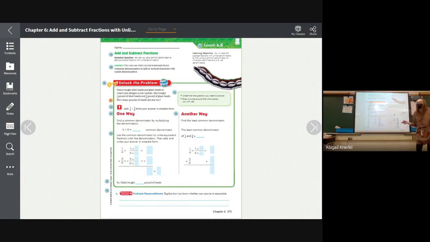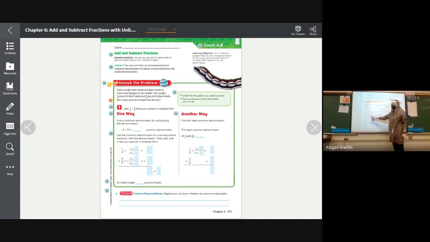So either way, you get the same exact answer. Mrs. Kneifel just personally thinks it's simpler to find our common denominator this way, because I want the least common denominator. Here, we're just finding a common denominator, and this one happens to be 32, so we have to simplify a lot. When we find the least common denominator, we normally don't have to simplify as much.